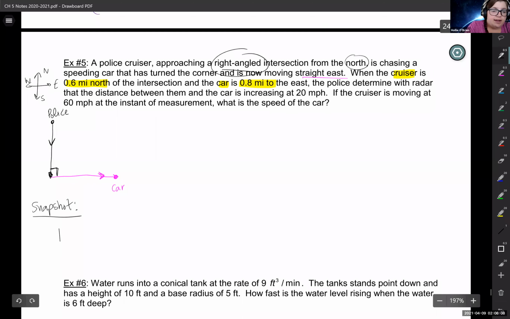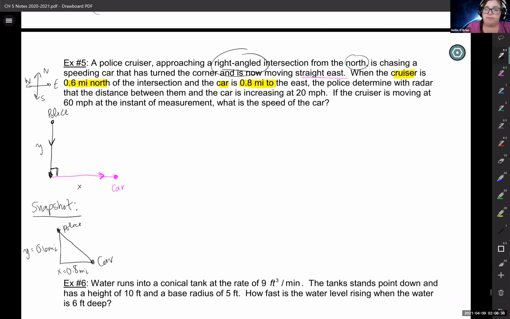Okay, so when we have our snapshot, this is what it's going to look like. The police are here, 0.6 miles north. The car is here, and we have 0.8 miles east. I'm going to say this is my Y, this is my X. So we have the snapshot. I'm going sentence by sentence and trying to understand what is going on.